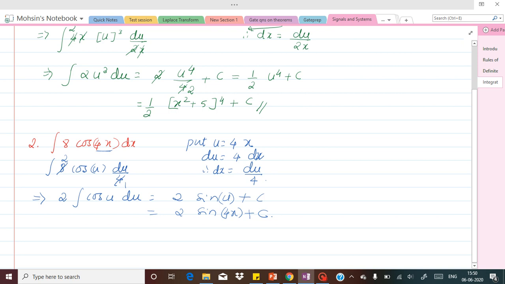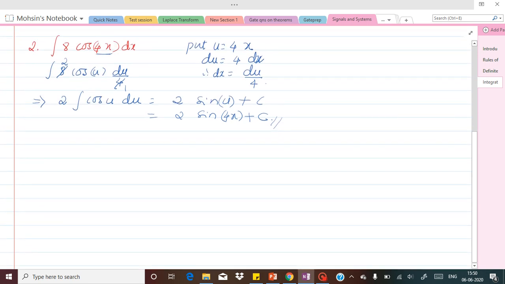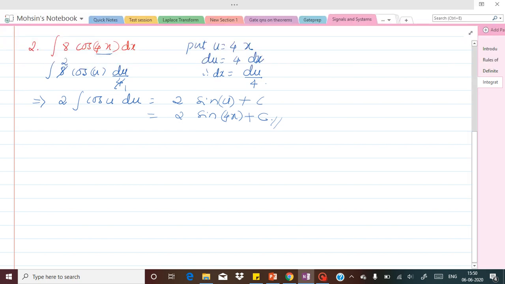So if you do the normal way also, you will get the same. Cos of 4x integrates to sine of 4x divided by 4, so that 4 will get cancelled with 8, and you will get 2 sine of 4x plus c. Okay, so the same expression we are going to get by the regular method also. Just to explain how substitution works, I had taken that example. Okay, so now let us take one more example here.